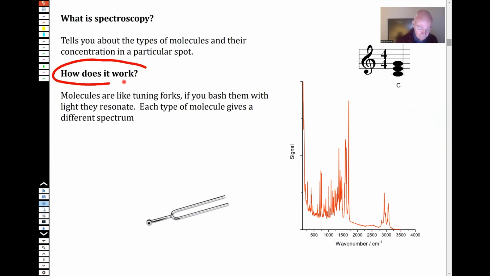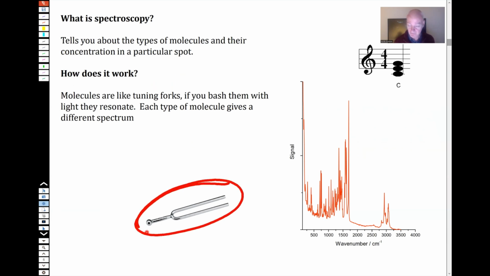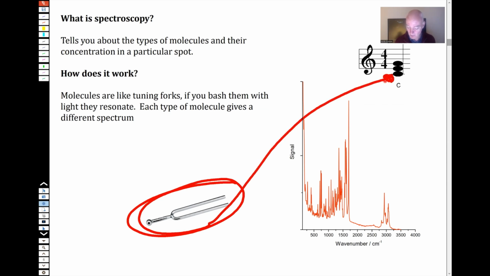How does it work? I think this is a pretty nice lay explanation of how it works. I quite like this as an example. I think it gives a good idea of what's going on. The way to think about it is that molecules are a bit like tuning forks, right? You bang a tuning fork, it gives off a certain frequency, and it also gives off the harmonics of that frequency. And a molecule is a bit like a very complicated tuning fork. So, here is the chord C, right? You can play it on the piano or on the guitar.